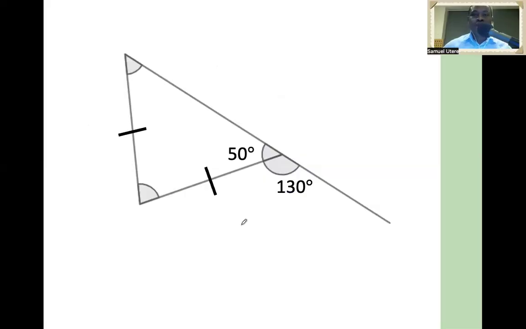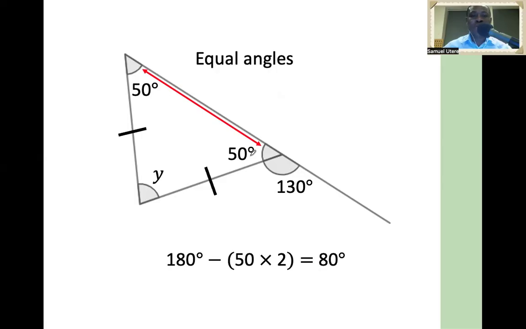Okay, let's revisit this question. Did you notice that this is an isosceles triangle? So these base angles must be equal. Therefore, to find this angle, we know that this is a triangle, so we can work out 180 degrees minus 50 and minus 50. So 180 degrees minus 2 lots of 50 will give us the angle Y. And that should be 80 degrees.